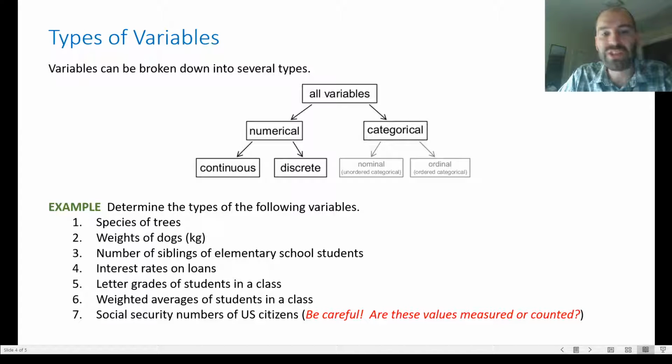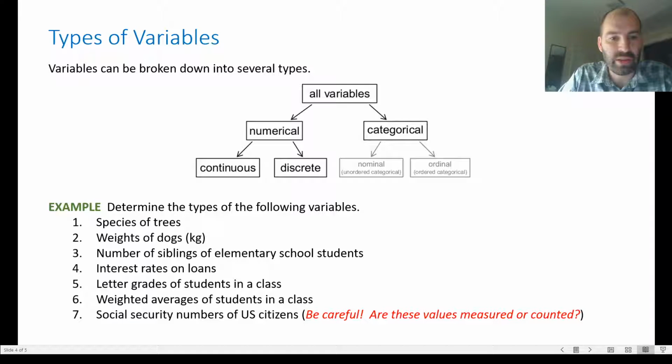Number three, number of siblings of elementary school students. Well, this is numerical discrete, right? So weights of dogs is numerical. I don't know if I pointed that out. It's numerical continuous. Number of siblings is numerical discrete. Why? Because we count the number of siblings.